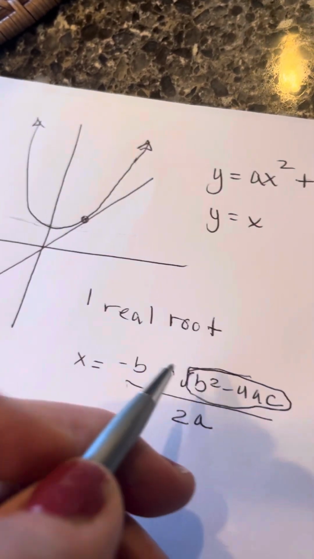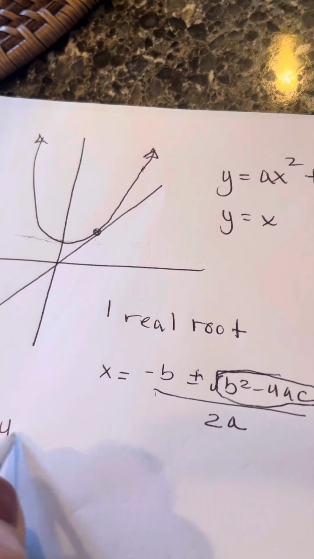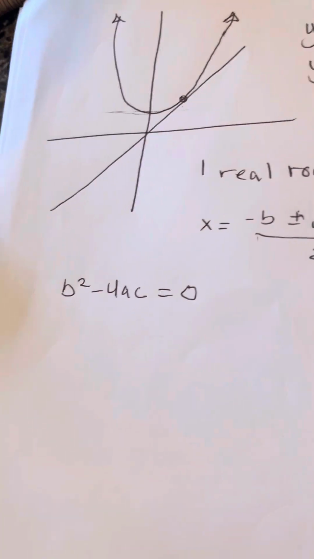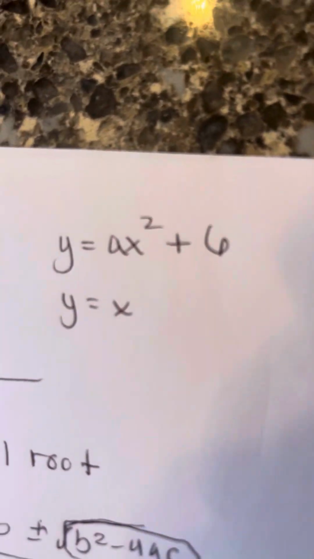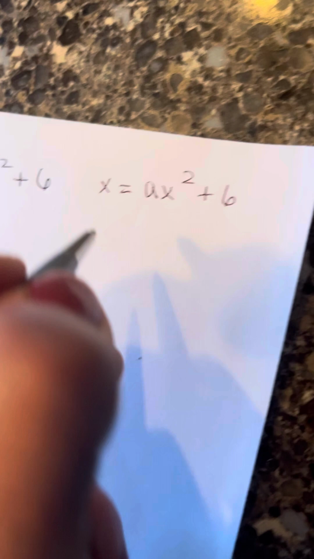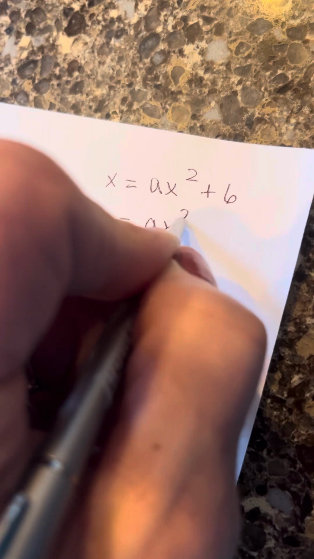So that's a really important point, because then all you have to do is set b squared minus 4ac equal to 0. Then you have to solve for your a, b, and c, and we don't have that yet in this condition, but we know that y is equal to x. So I can substitute the x in for the y and get x is equal to ax squared plus 6. Then I could subtract the x over and get ax squared minus x plus 6.